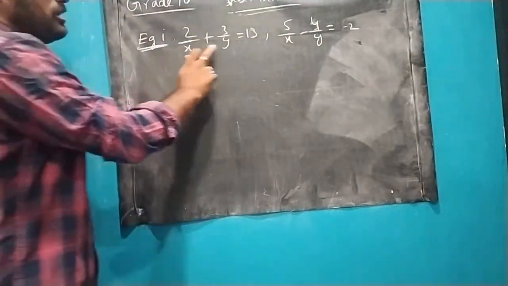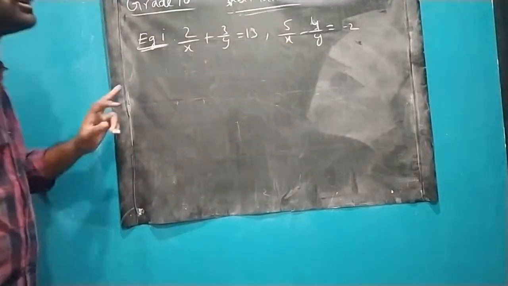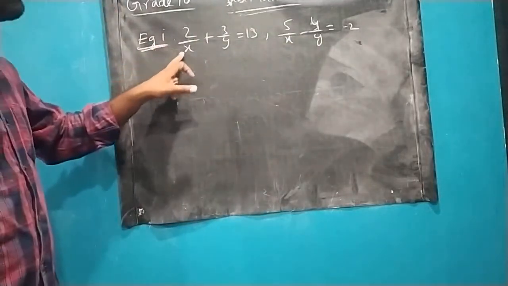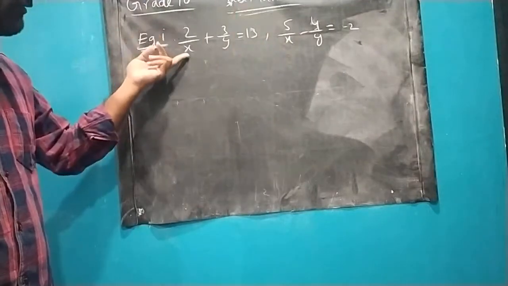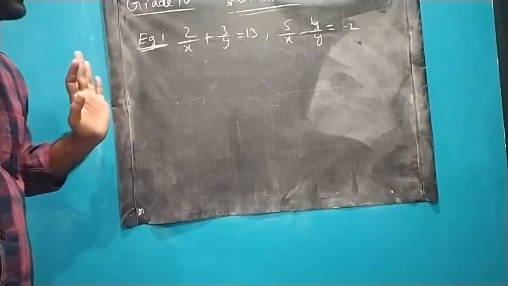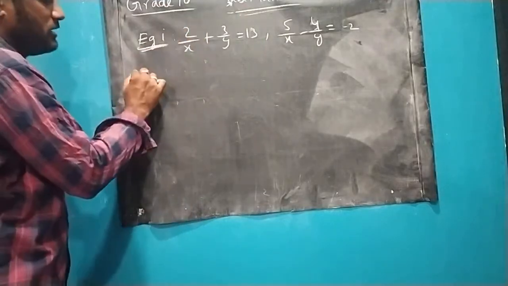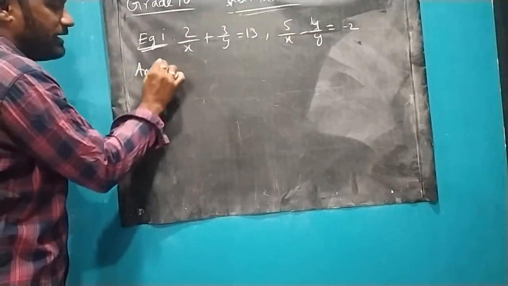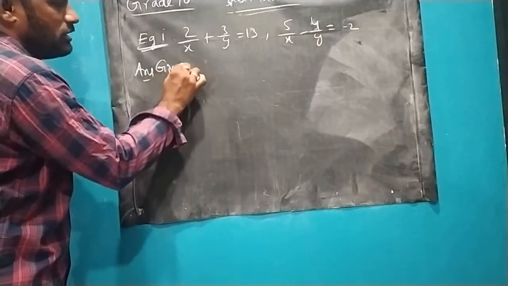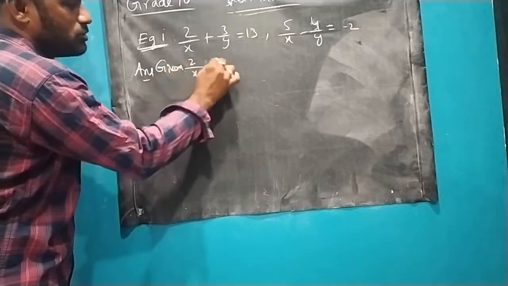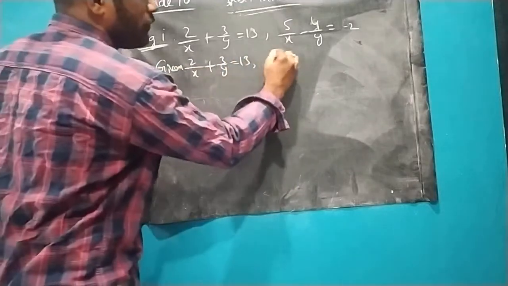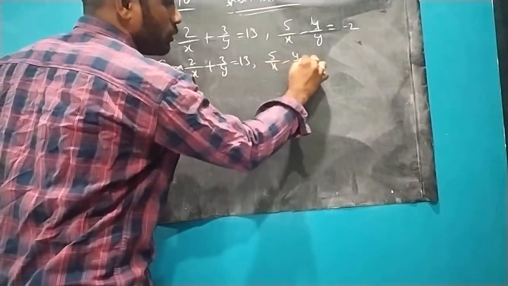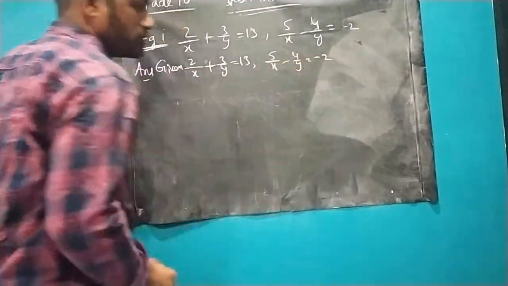Now, if you observe here, it is not in the perfect form. Why? Because our linear equation should be in the form ax plus by plus c is equal to 0. Our variable x is in the denominator, which is not suitable. So first, we will write the given equations: 2 by x plus 3 by y is equal to 13, and 5 by x minus 4 by y is equal to minus 2.